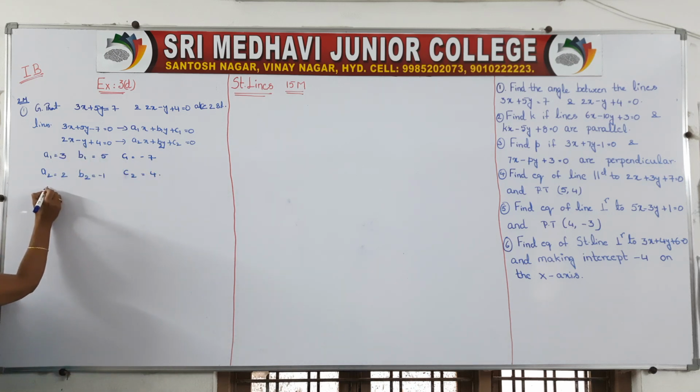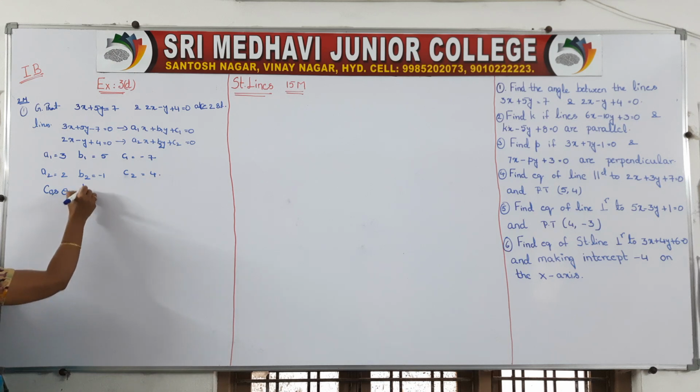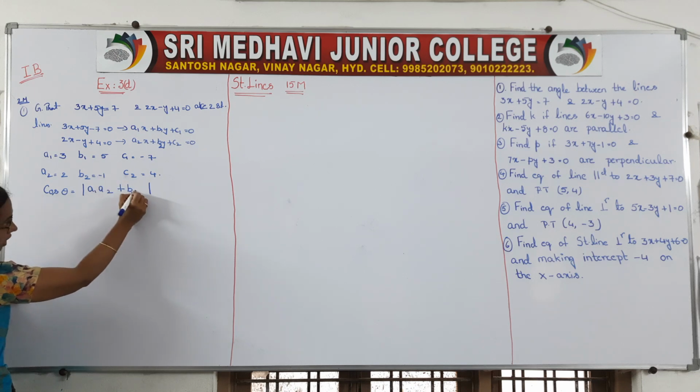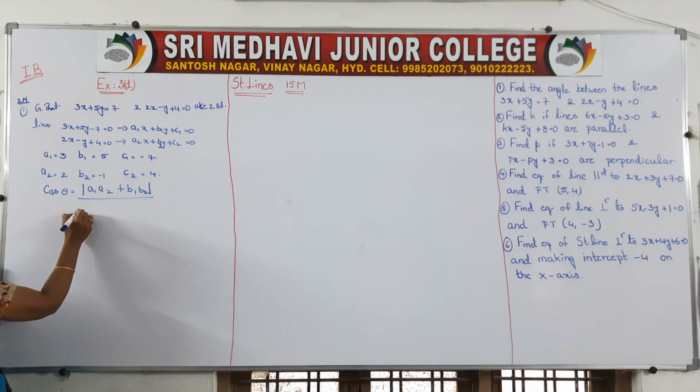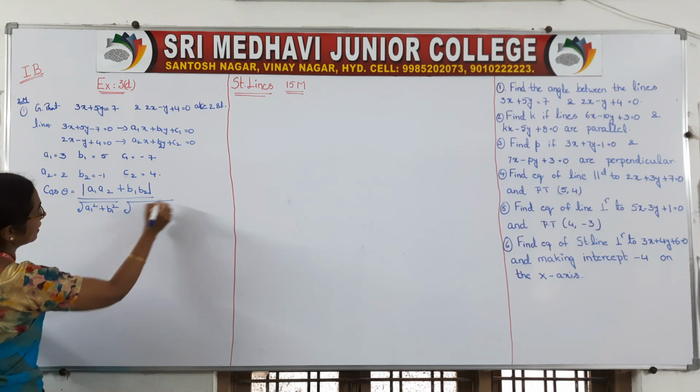Now we have to find the angle between the 2 lines. What is the formula for the angle between 2 lines? Whenever you get any new formula, I said try to write that formula 2-3 times and say it once loudly. So this is the formula for the angle between 2 straight lines.